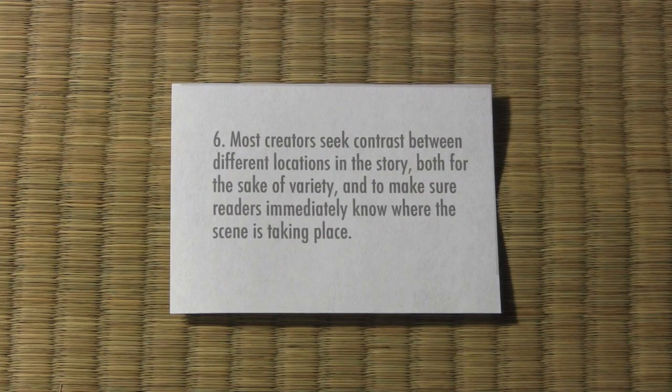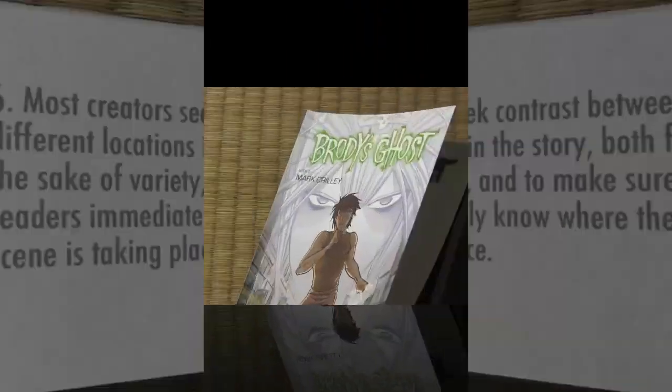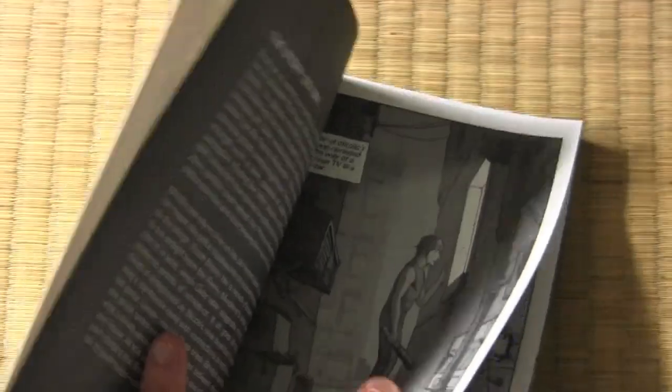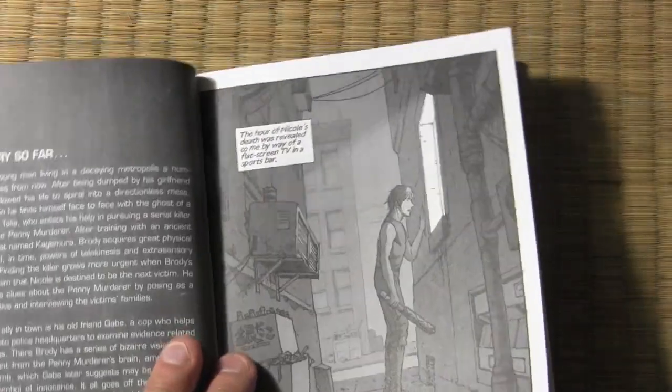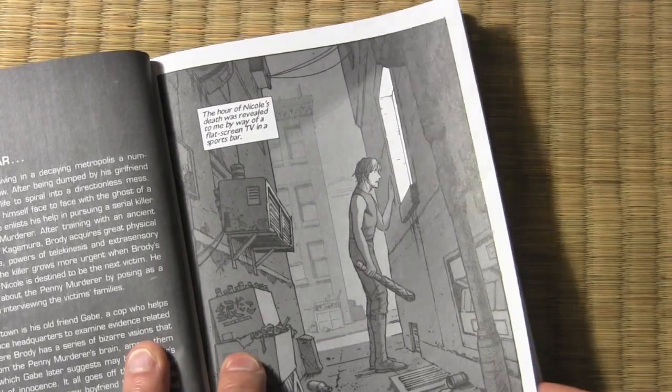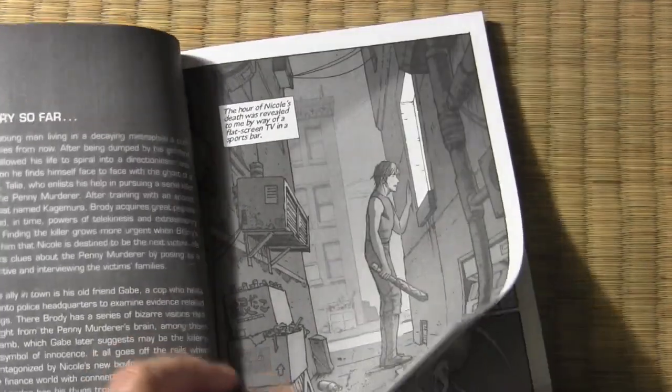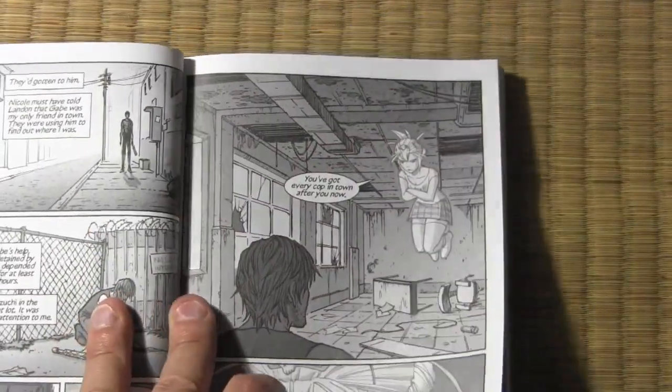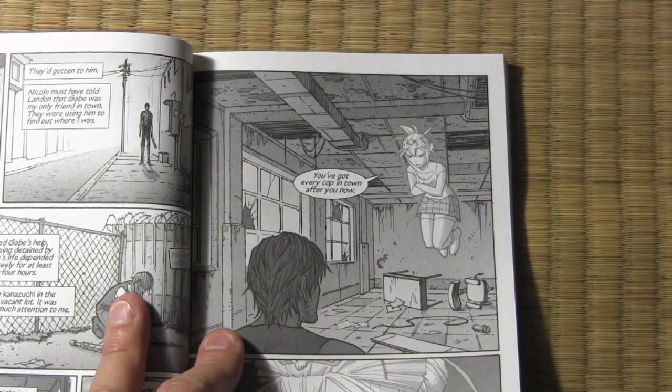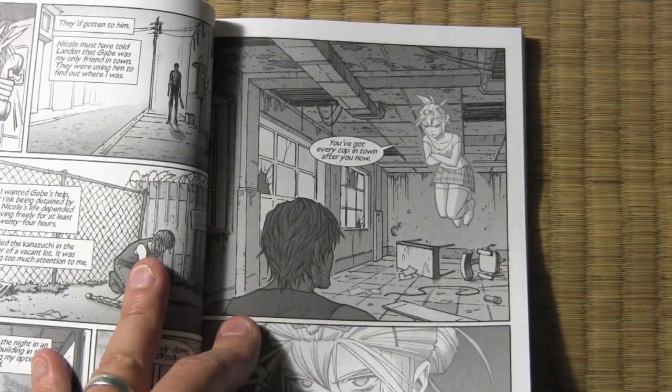Most creators seek contrast between different locations in the story, both for the sake of variety and to make sure readers immediately know where the scene is taking place. So this is from Brody's Ghost, Book 5. The entire series takes place in this sort of decaying, near-future, dystopian, urban setting. Lots of these kinds of interiors and exteriors where everything seems to be falling apart.